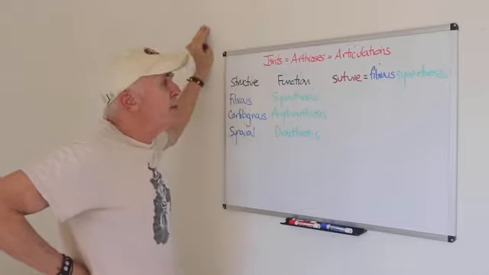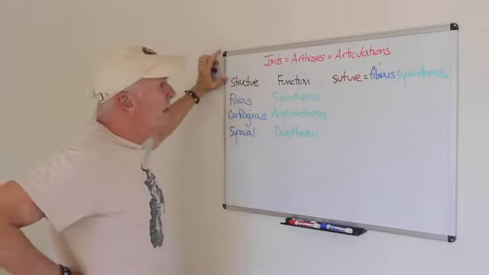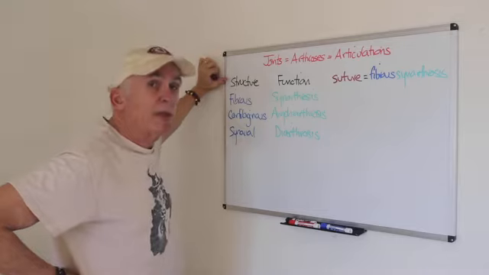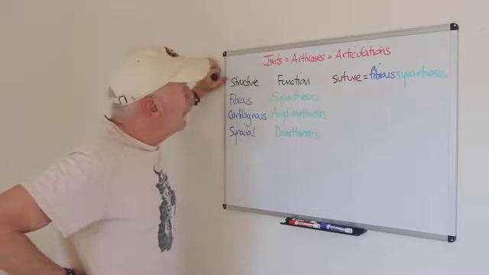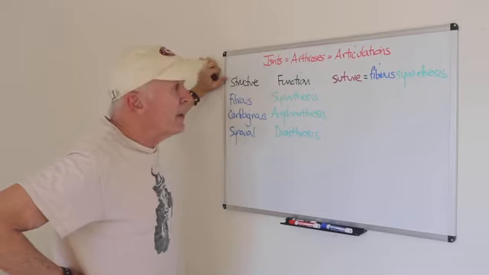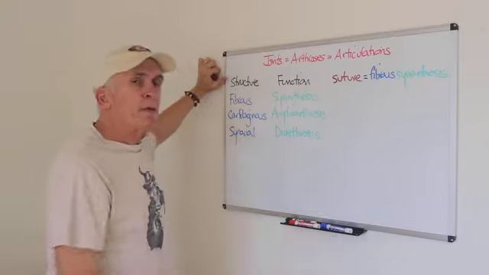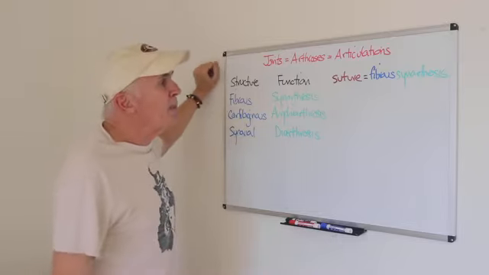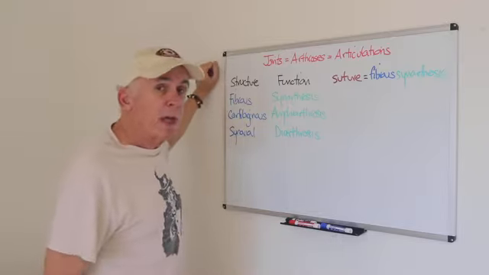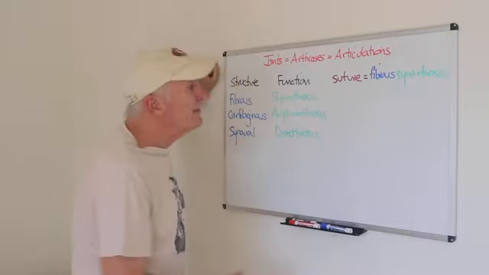So if I were to ask you on a quiz or an exam, give me the structural classification of a suture, you would say it's fibrous. If I were to ask, what is the functional classification of a suture, you would say it's a synarthrosis. I could ask it in the other direction. I could say, give me an example of a fibrous synarthrosis, and you would say suture, all right? See how easy this is?